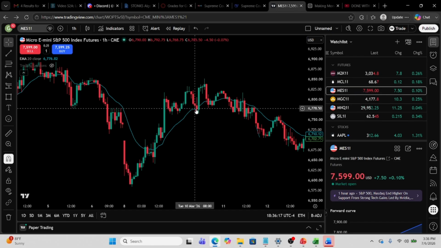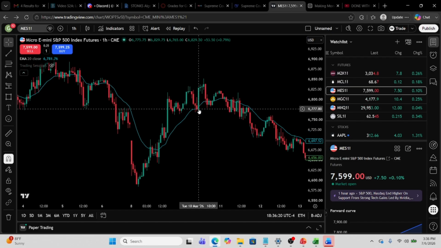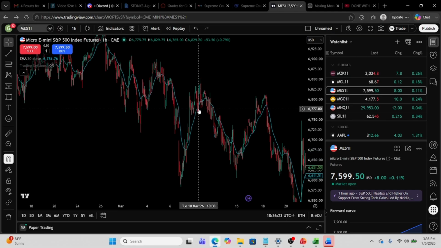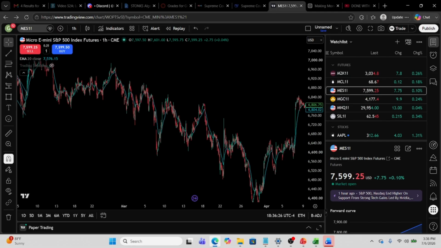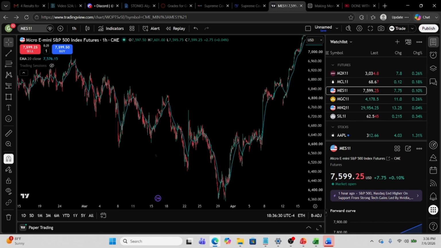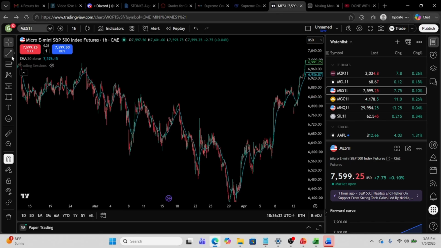So why did this trade not work? Well, if you zoom out, you can see that the market is actually in a downtrend. It's a very noisy downtrend. And here I'm going to draw some trend lines.